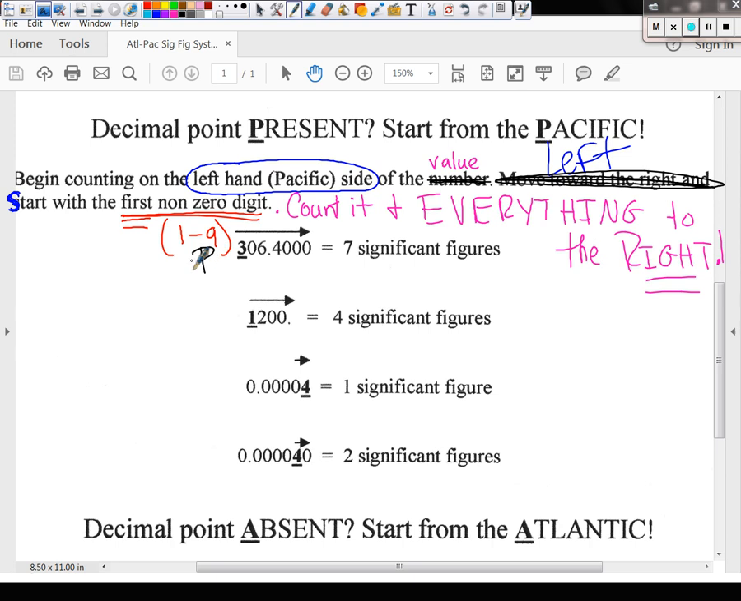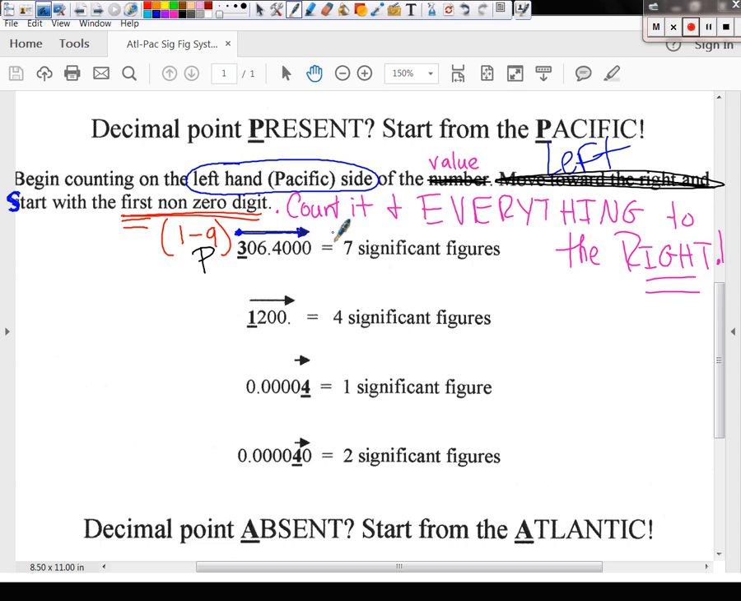We're going to start on the left-hand side because the decimal point is present, right? Pacific, present. We're going to go to our first what? Non-zero. What is the first non-zero starting on the left? 3. And then, in the purple pink, what are we going to do? Count it and everything to the right. So how many total numbers did you just count there? 7. Does that match our value? Does that make sense? Any questions?